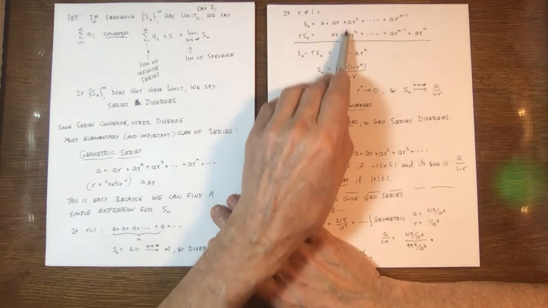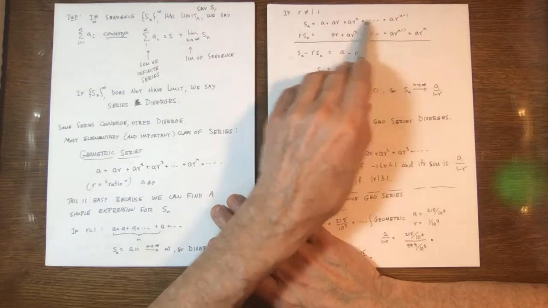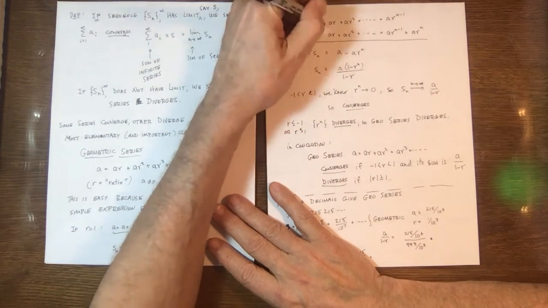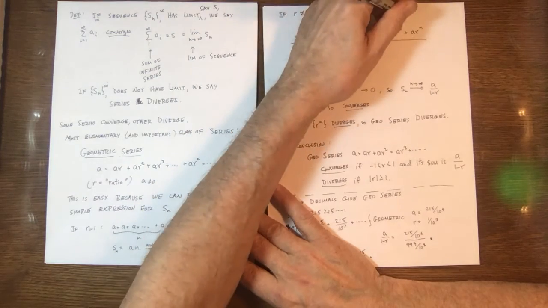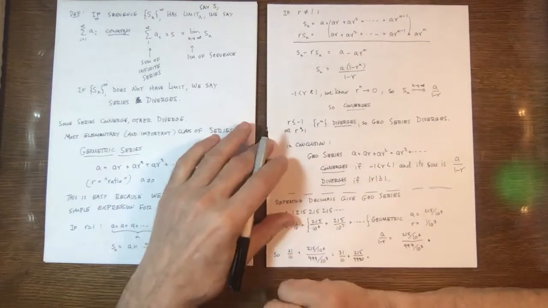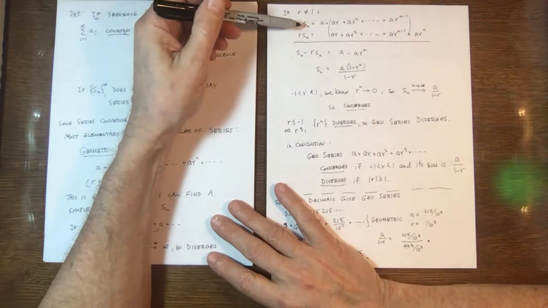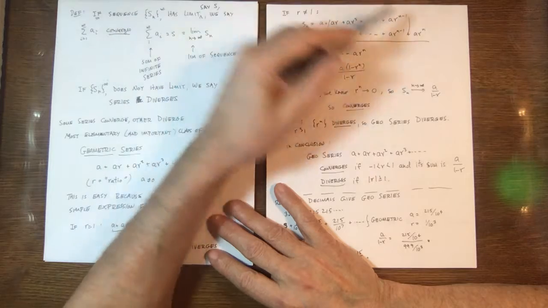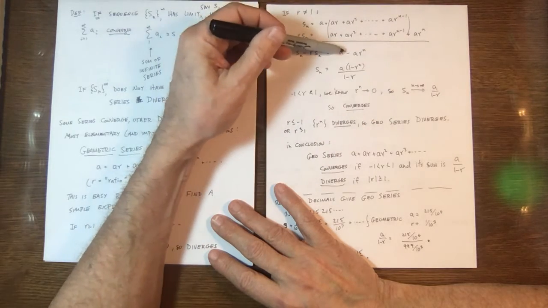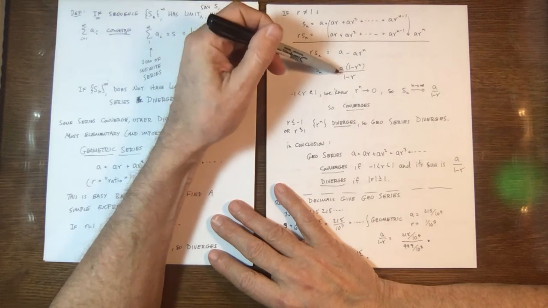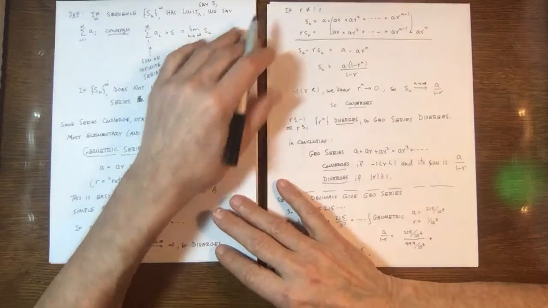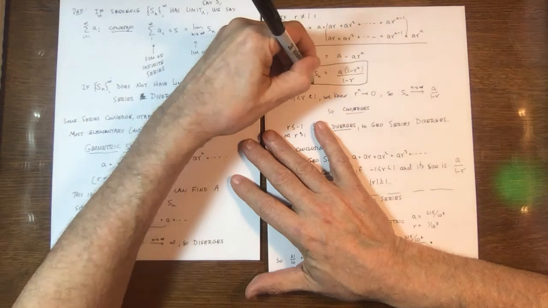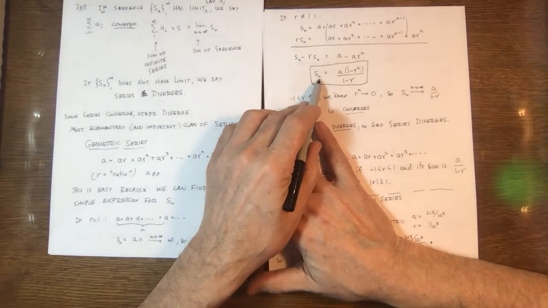So these sums almost completely overlap. All of these terms from here to here overlap. So I subtract this minus this. All these cancel. I'm just left with a minus ar to the n. Factor out S_n and solve. And there you go. We get this nice, simple expression for the nth partial sum.